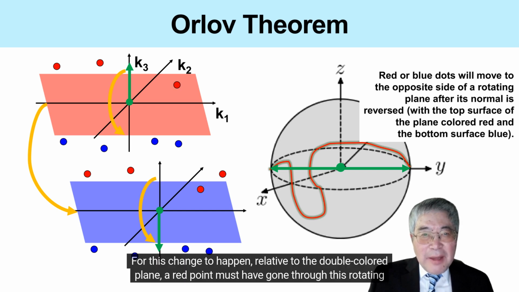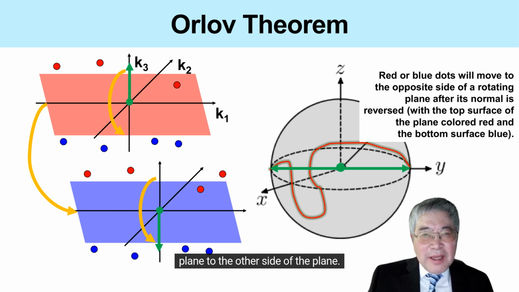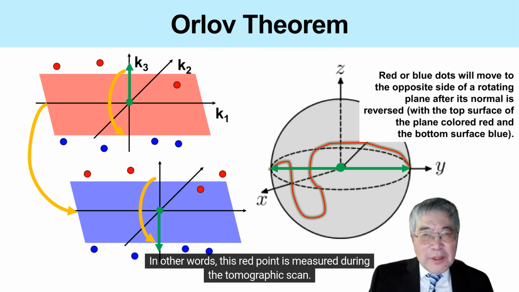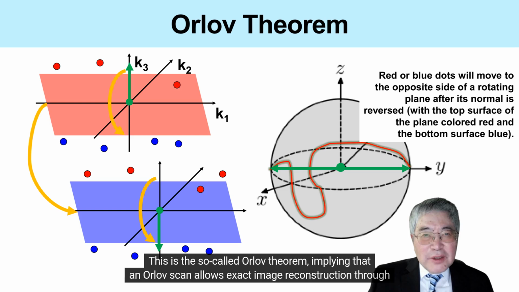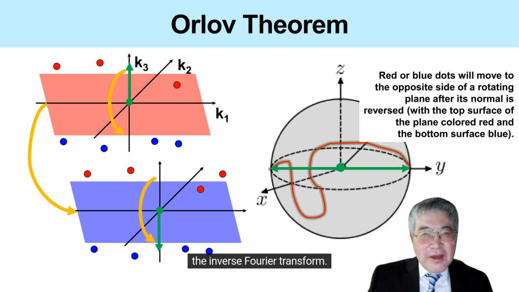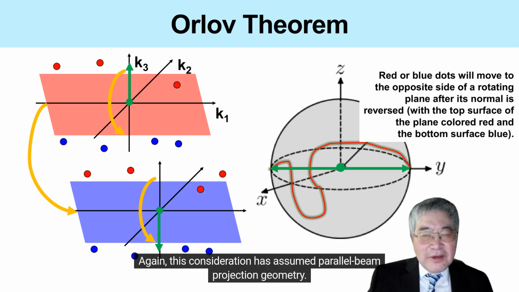For this change to happen, relative to the double-colored plane, a red point must have gone through this rotating plane to the other side of the plane. In other words, this red point is measured during the tomographic scan. Similarly, any blue point is measured as well. This is the so-called Orlov theorem, implying that an Orlov scan allows exact image reconstruction through the inverse Fourier transform. Again, this consideration has assumed parallel beam projection geometry.